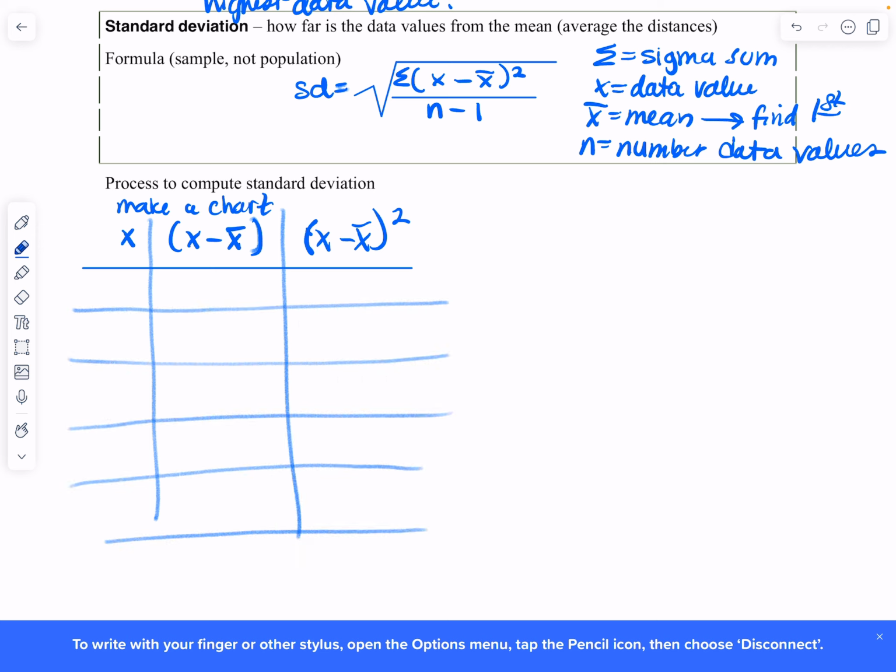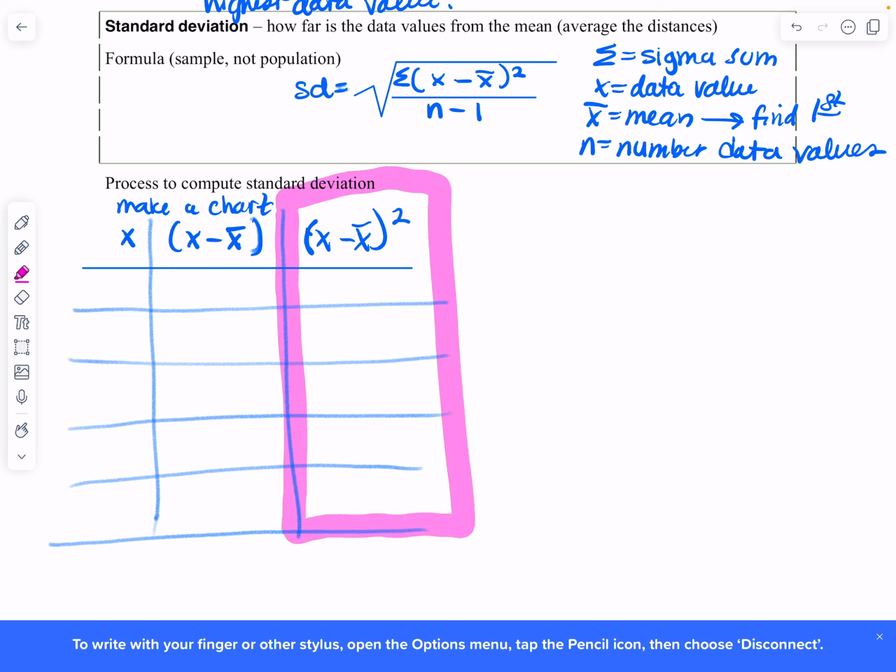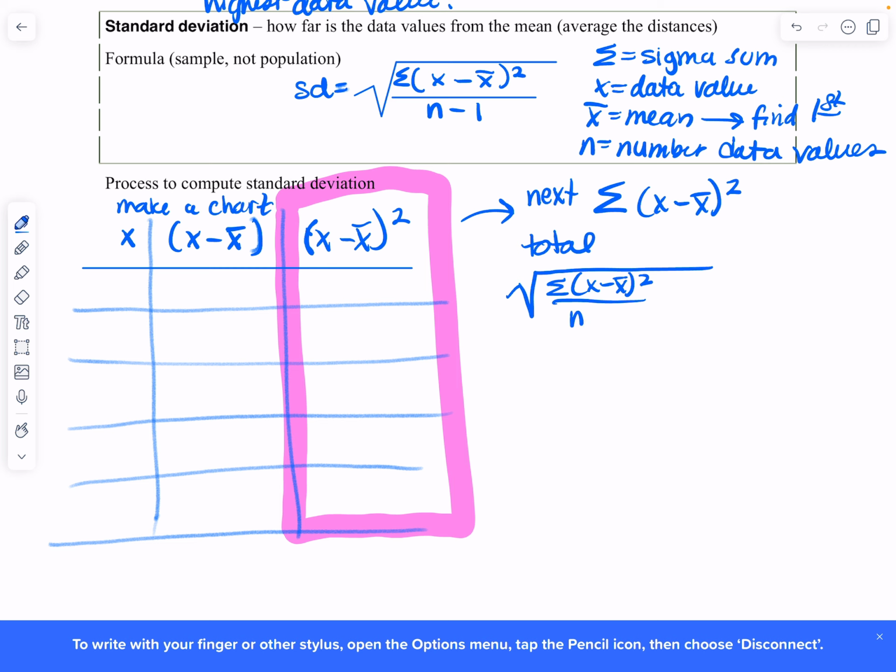Once you do the chart, you're going to use this column, and you're going to sum it. So next, sum sigma (x minus x bar) squared. Once you get that total, then you use that information. You're going to take the square root of the sum of (x minus x bar) squared over n, remember, n is the number of data points, minus 1. And then you take the square root of that. That'll give you the standard deviation. Okay, in the next video, we're going to actually run through this.